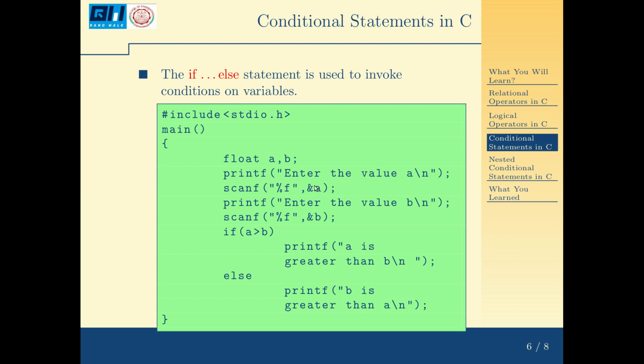Okay, two floating values are read. So if a is greater than b, it prints a is greater than b. If it is not, else it prints b is greater than a. So this is how this works. This is how you put if else. This indented block is preferable, though not mandatory.